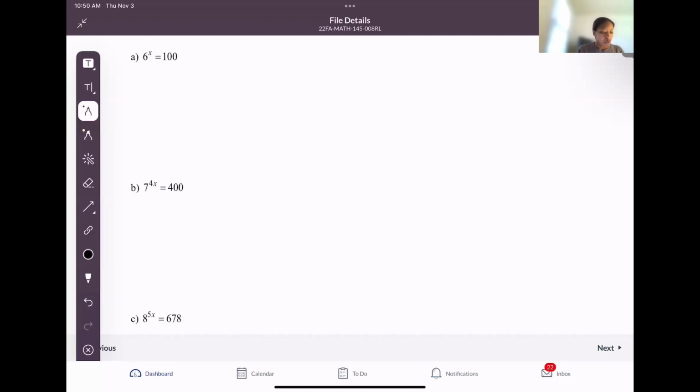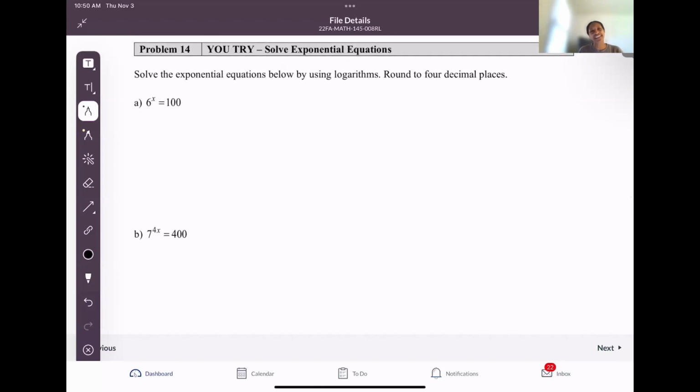All right, for problem letter A, Louise said he got 6 to the 2.5702 power. The answer would not be written that way. It would just be the x part. So it would be x equals 2.5, what did you get? 2.5702. That was correct, but you only need to write x equals 2.5702. The entire way that you wrote it, though, is how you would check.